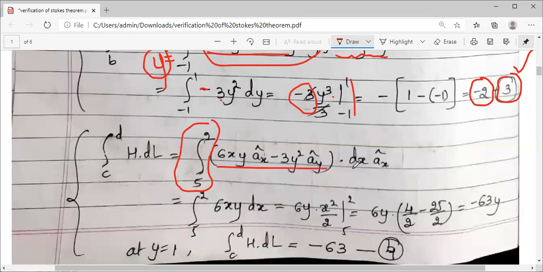So H and dl. Here x is changing, so this limit is for x, and dx is the variable length.